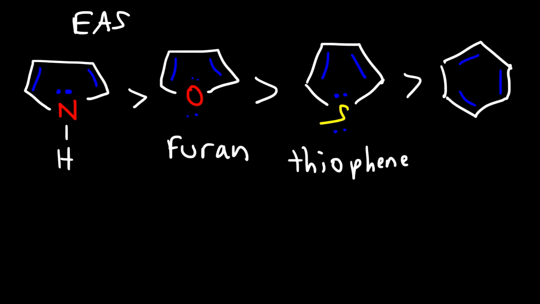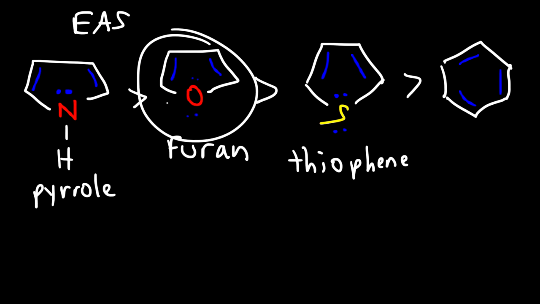Now, in the case of pyrrole and furan, nitrogen is less electronegative than oxygen. As a result, it makes the ring more nucleophilic. Because oxygen is more electronegative than nitrogen, this ring is less nucleophilic than that one. Because electronegative atoms can withdraw electron density from the ring by means of the inductive effect.